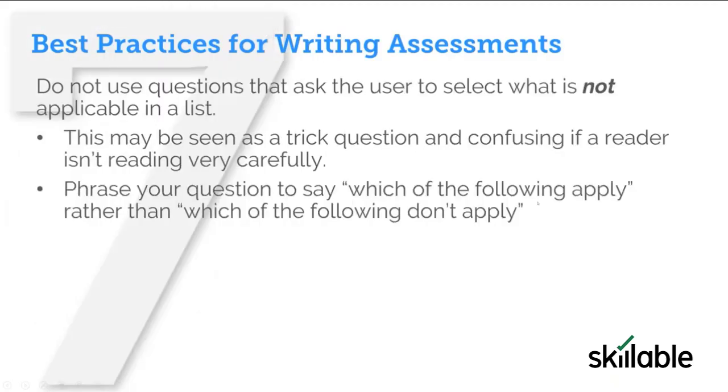Moving on to 7. Do not use questions that ask the user to select what is not applicable in a list. Again, it can be seen as a trick question, and it's confusing for a reader if they haven't read the question carefully enough. So you may want to change that to a positive by saying something like, which of the following apply, rather than which of the following don't apply.